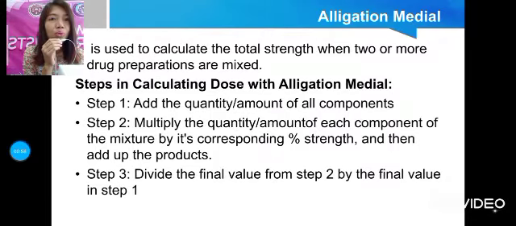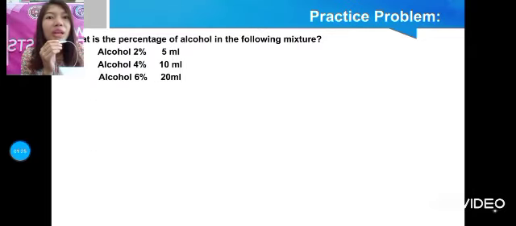Step 2 is to multiply the quantity or amount of each component of the mixture by its corresponding strength and then add up the products. The third and last step is to divide the final value from step 2 by the final value in step 1. Our question is, what is the percentage of alcohol in the following mixture?